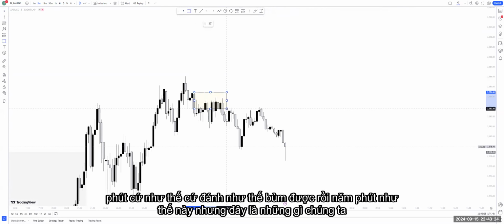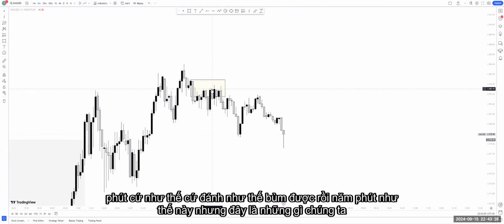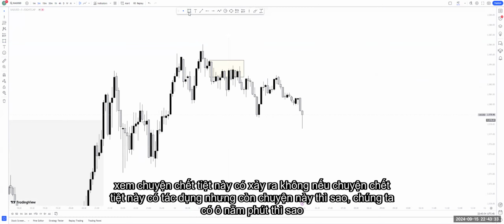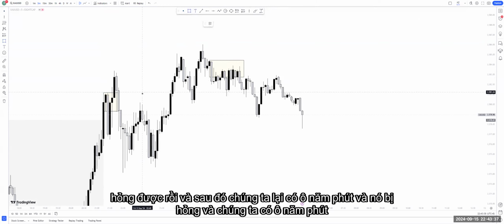Just hit it like that. Boom. 5 minutes, just like this. But this is what we see if this works. But how about this one? We have a 5 minute sell, it's broken. And then again, we have a 5 minute sell and it's broken. And we have another 5 minute sell and it's broken.